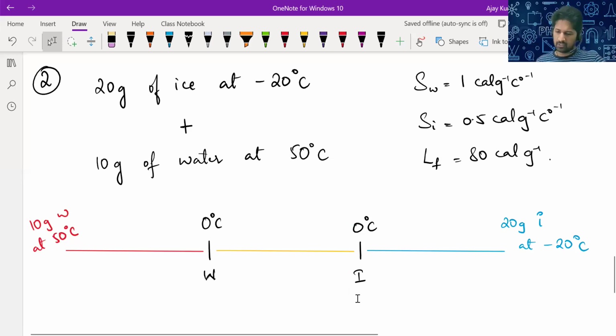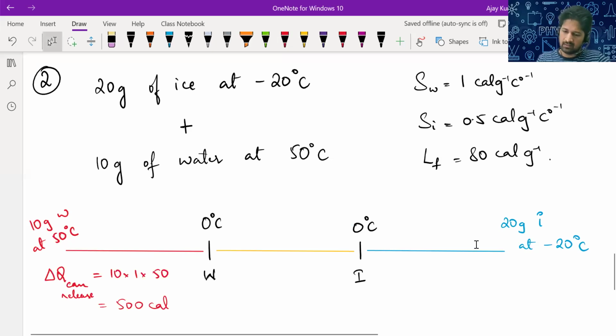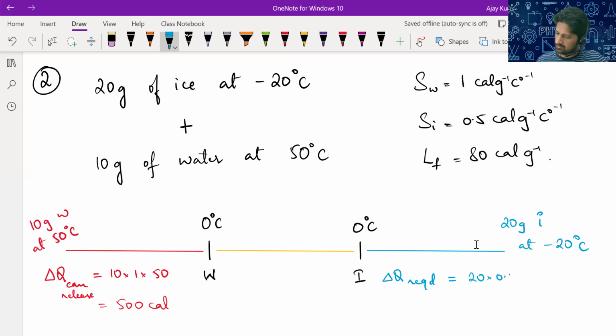Fine. So stage by stage, 10 grams of water at 50 going down to 0, if you use delta Q is equal to m s delta T, how much heat can this release? Specific heat for water is 1. Okay, first stage. On the other hand, 20 grams of ice from minus 20, we'll assume it goes to 0. We'll assume it completes the stage. We don't know if it does or not. So how much heat is required? m s delta T again, 20, specific heat for ice is 0.5, temperature 20, so 200 calories. Only 200 calories is needed.